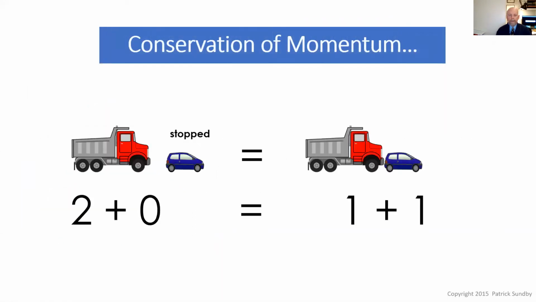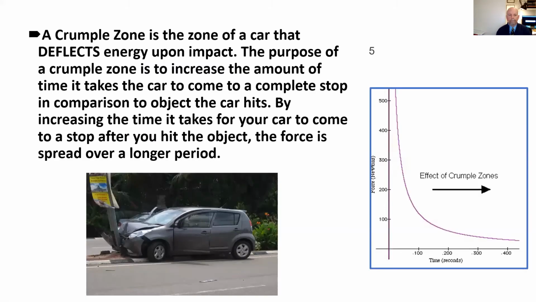So we got a great little diagram here that sums it up very nicely. We have 2 units of momentum going into the car that stopped but had 0, and now they come out each having 1. Energy going in equals energy coming out.